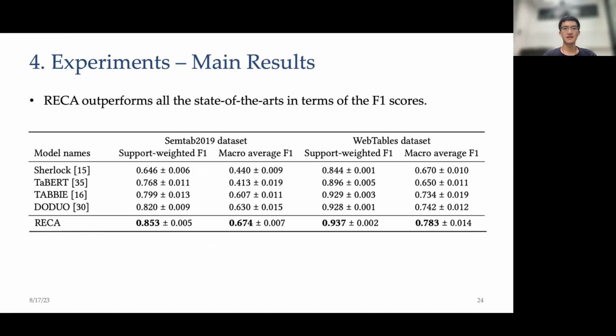Here, we present the main experimental results. We compare Reka against the following baselines: Sherlock, TaBERT, TaBi, and Doduo. We noticed that Reka outperforms all the baselines in terms of the two F1 scores on both datasets. Specifically, Reka boosts state-of-the-art performance by 4 and 7% on the SemTab 2019 dataset, while achieving a performance uplift of 0.9 and 5.5% on the WebTables dataset.